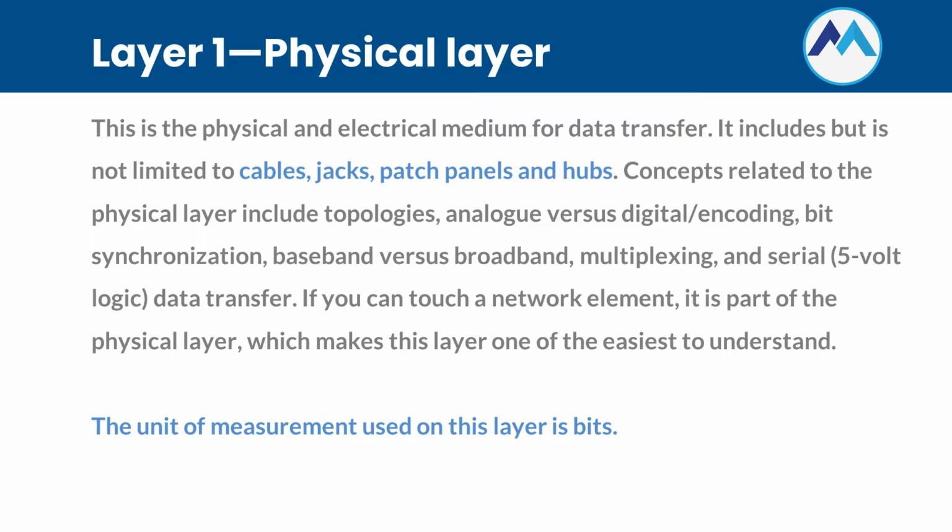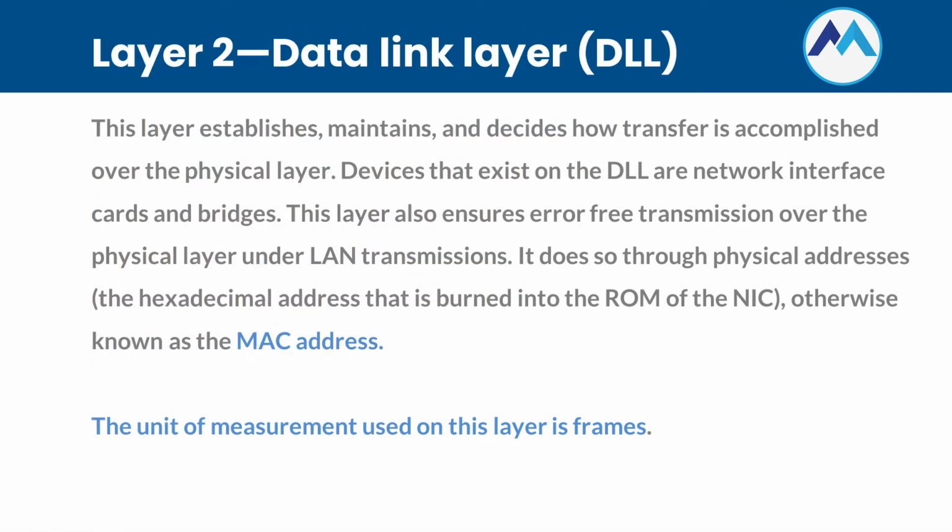The second layer of the OSI model is what we refer to as the data link layer. This layer establishes, maintains, and decides how transfer is accomplished over the physical layer. Devices that exist on the data link layer are the network interface card, that's NIC, and bridges. This layer also ensures error-free transmission over the physical layer under LAN transmission.